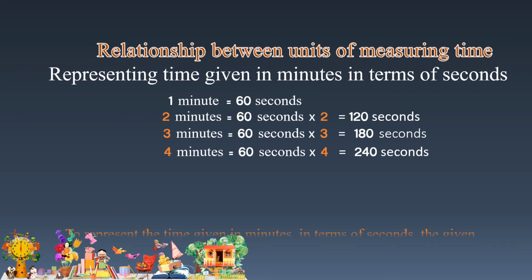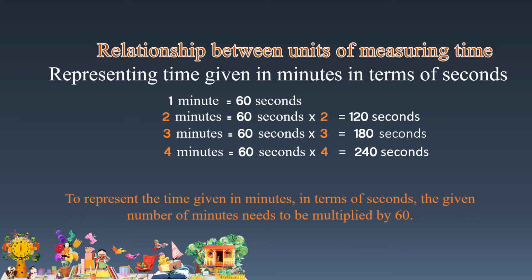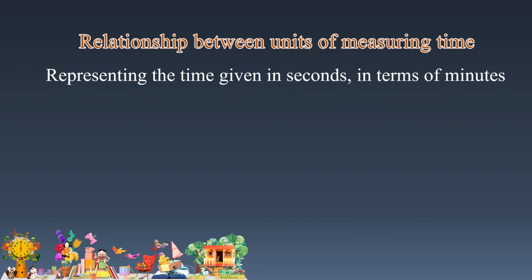Therefore, we can come to a conclusion. To represent the time given in minutes in terms of seconds, the given number of minutes needs to be multiplied by 60. If the time is given in seconds, how do we write it in terms of minutes?